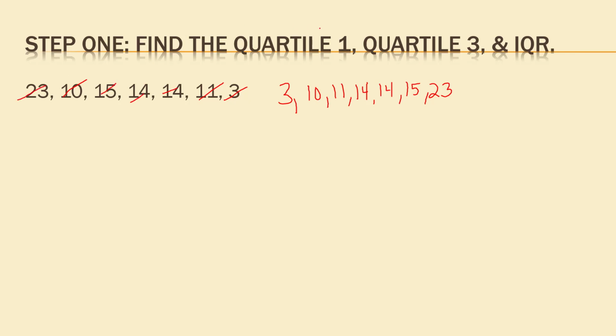Now comes the question we're looking for. If we're finding outliers, we're trying to determine: is the 3 an outlier, or is the 23 an outlier? Because everything else would be between those two values.